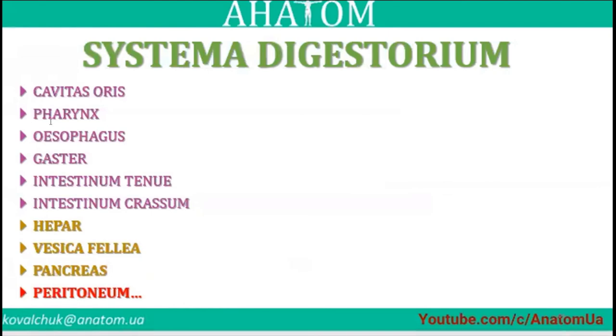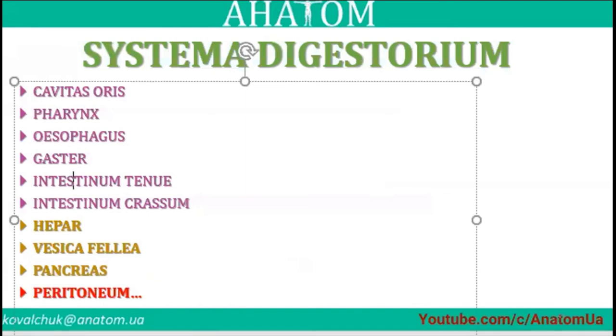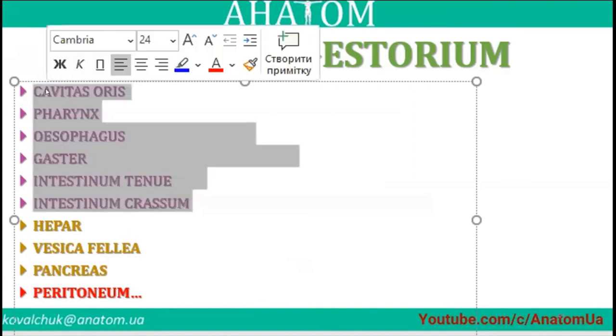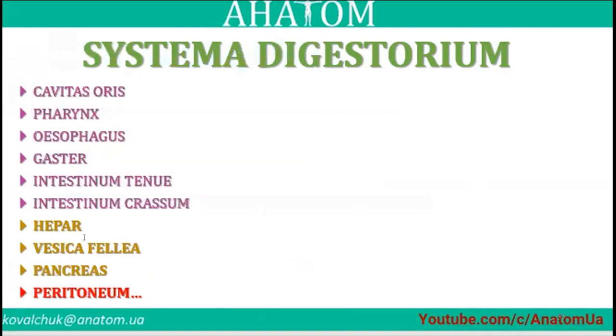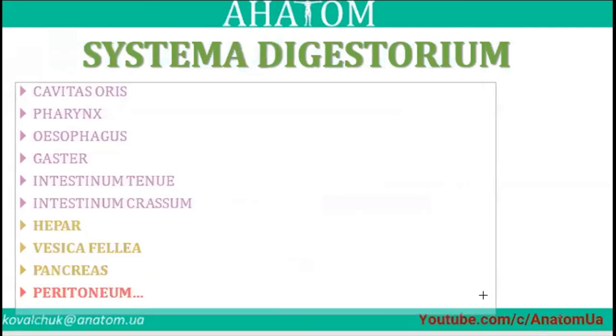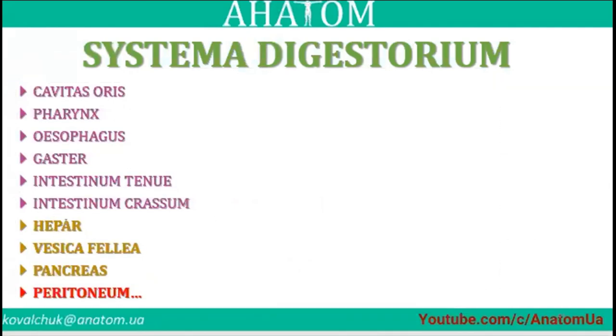Oral cavity, cavitas oris, pharynx with three parts, esophagus with three parts, gaster or stomach with three parts, intestinum tenue. Intestinum means intestine, tenue is small, crassum is large intestine. But not only the digestive tract, all organs in the digestive system are present. The biggest gland in our organism is the liver, but it's not only a gland, it's an organ with many other functions too. I think the liver, or hepar in Latin, has the biggest number of functions in the whole organism.